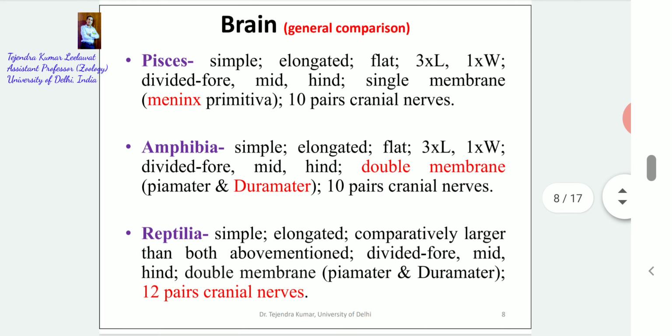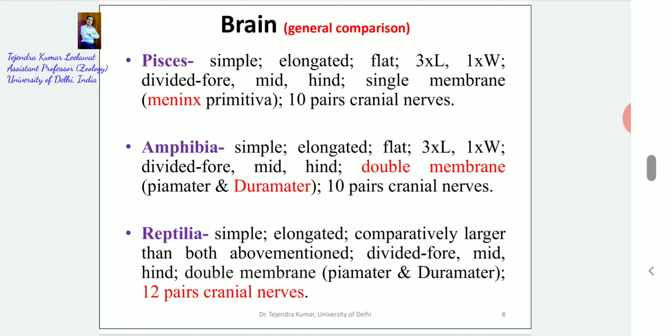Now coming to the general comparison between the animals. Okay, so Pisces have a simple, elongated and flat brain. Its length is 3 times higher compared to the width. Divided into forebrain, midbrain, and hindbrain. A single membrane is also present there, meninx primitiva, and 10 pairs of cranial nerves are present.